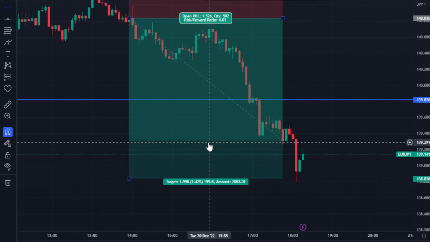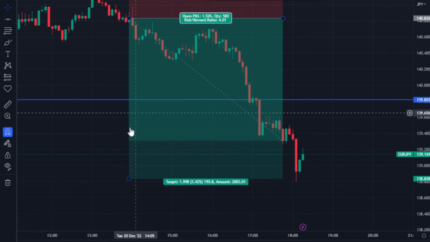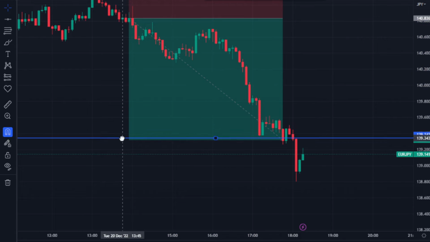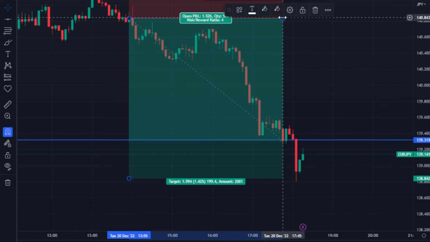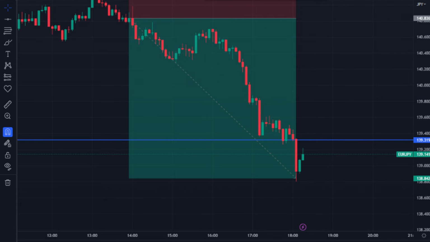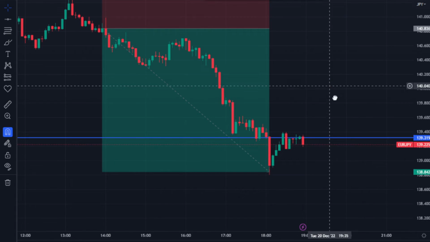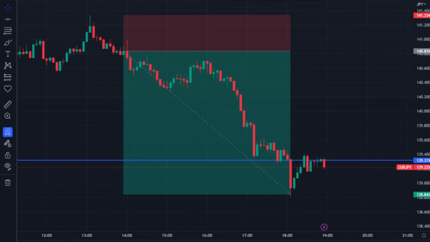The price reached the 1-to-4 risk-reward ratio, so we move the stop loss to the 1-to-3 risk-reward ratio of our take profit. We see that the price touched our stop loss, but we exited in profit. And so we are going to repeat this risk management rule and get the maximum profit from the market.